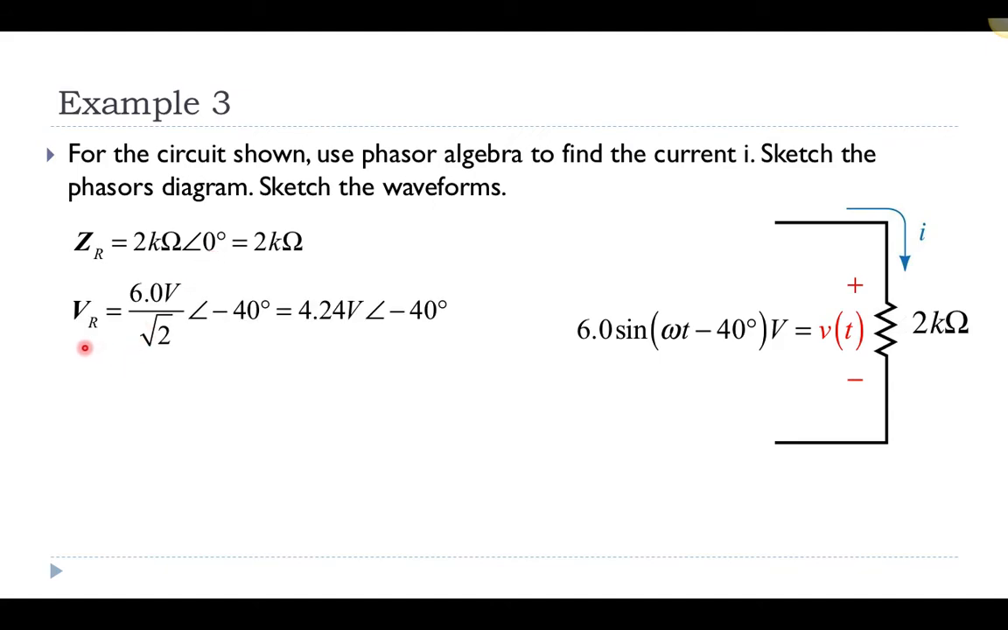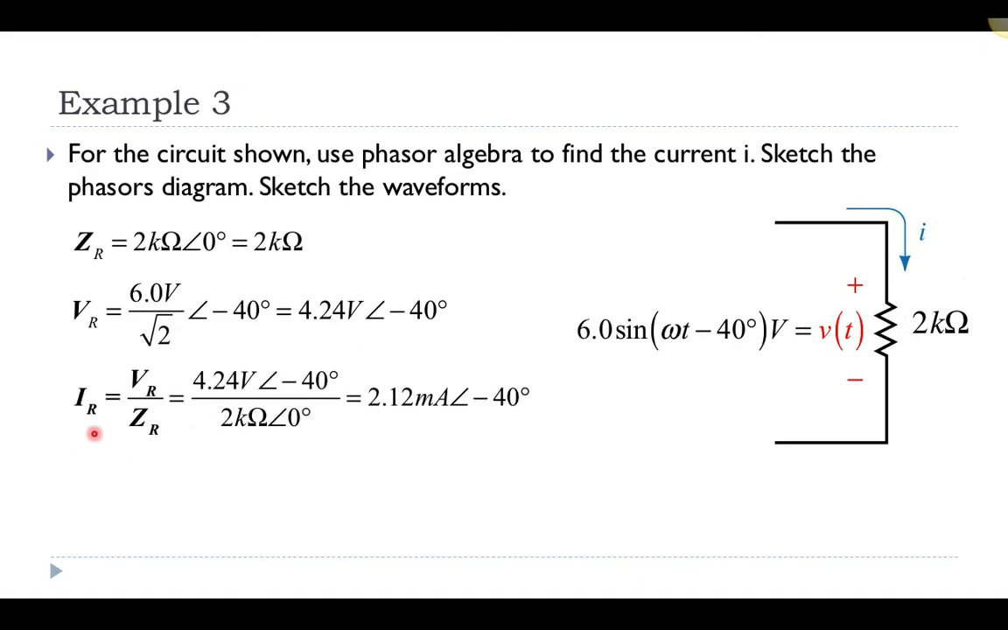I would want to write down what the phasor notation is for the voltage across the resistor, so I would take the amplitude, and I would divide by the square root of 2 to give me the effective value, and then I would put in the phase shift angle, which is negative 40. So in phasor notation, I could write the voltage across the resistor as 4.24, with an angle of negative 40 degrees.